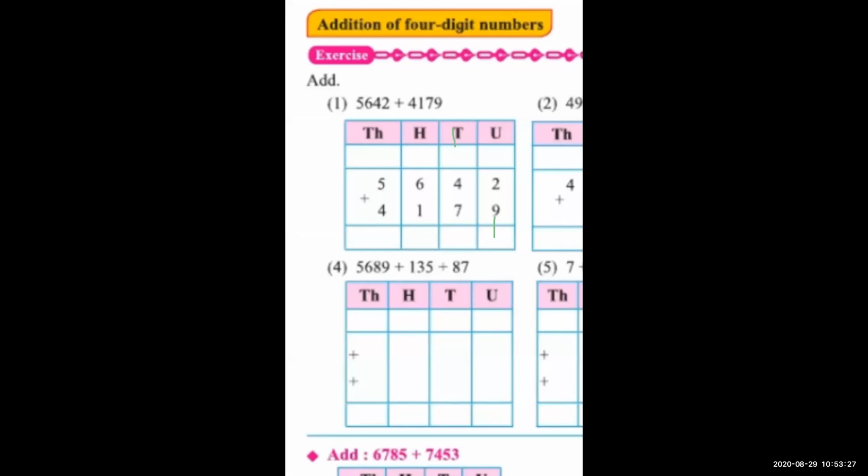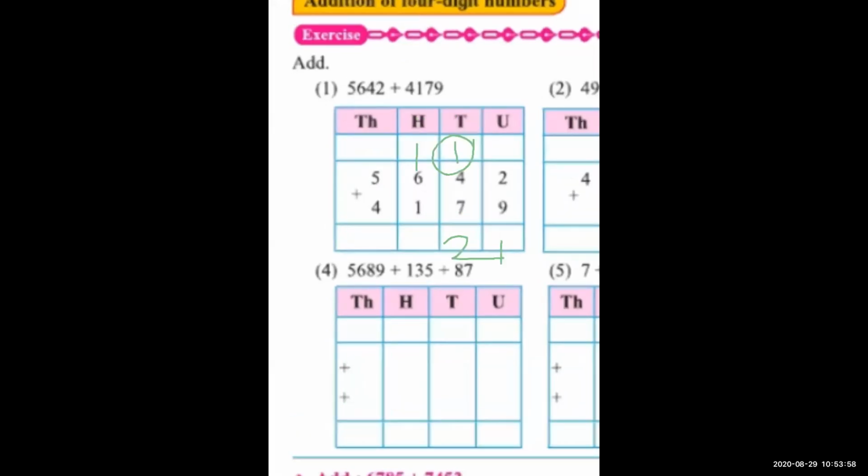Now next, 4 plus 7, 11. And you want to add the carry to this 11. 11 plus 1, 12. So now again 1 is carry here in the hundreds column, 2 is downside. 7 plus 4, 11. Again, you want to add the carry number in this. 11 plus 1, 12.